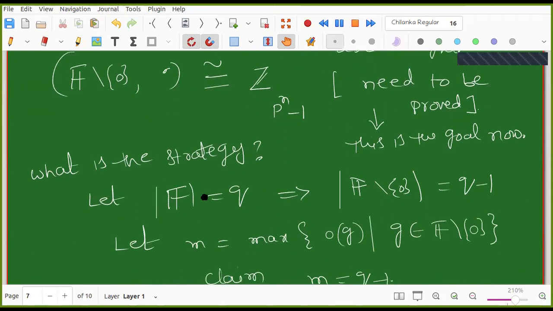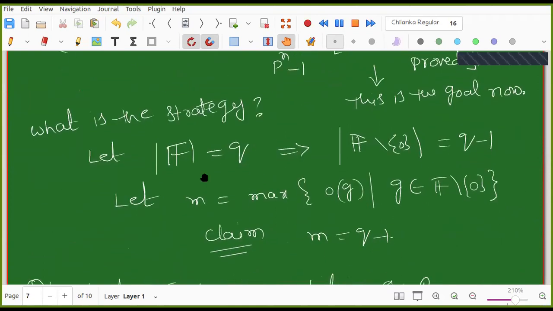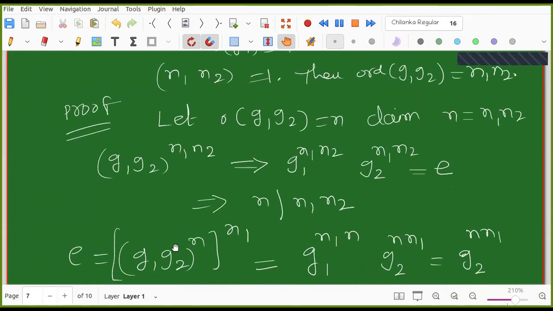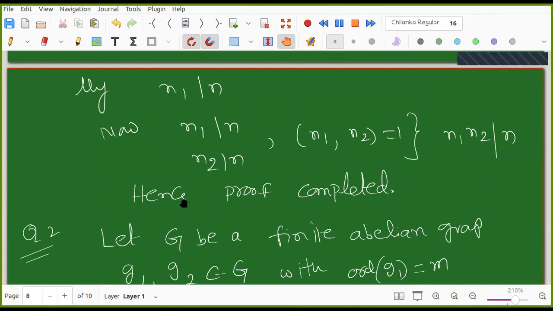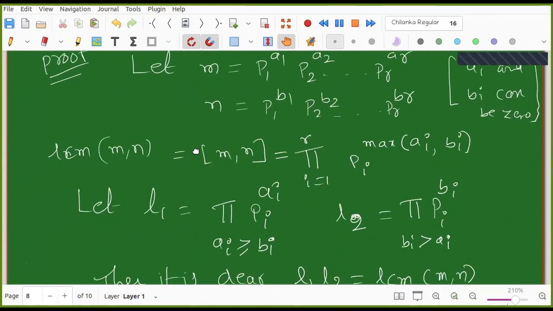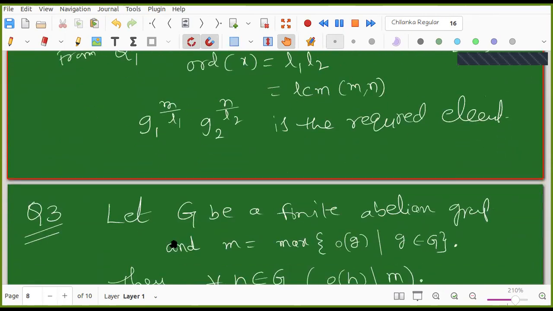So what is the strategy? The strategy is that we took m equal to the maximum of all orders. We claimed that m equals q minus 1. To prove that, we used some results in group theory. We completed it. So this is what we did in the previous class.